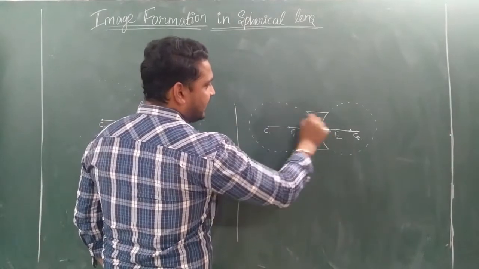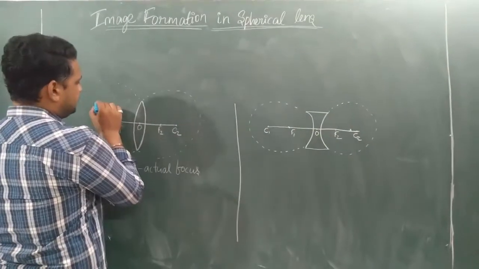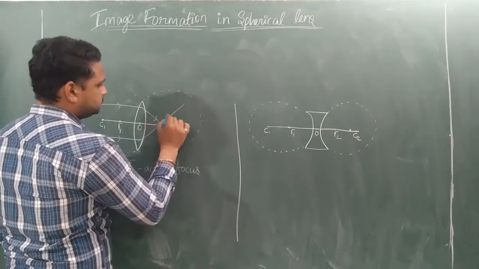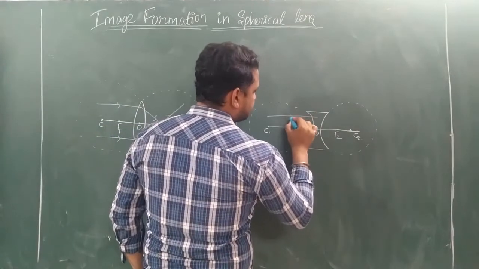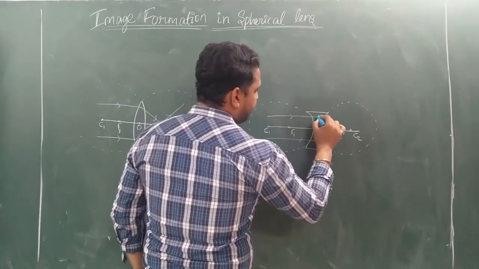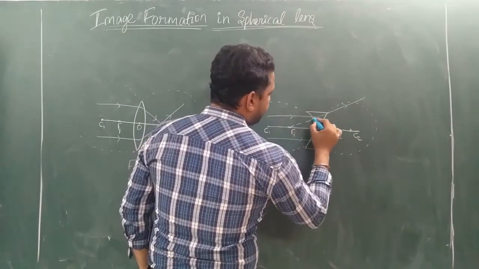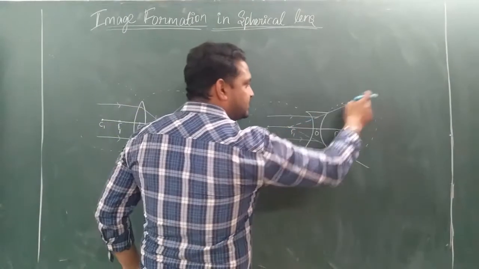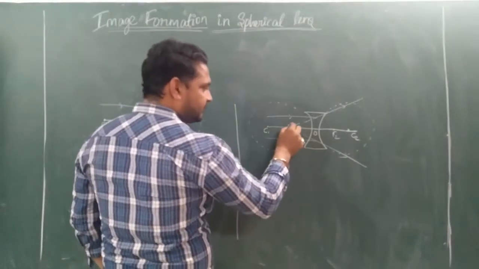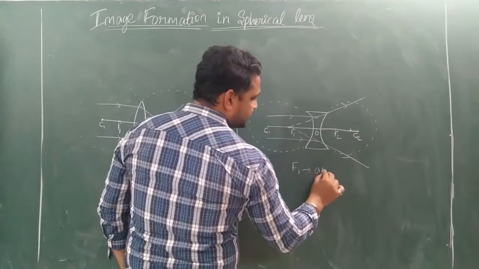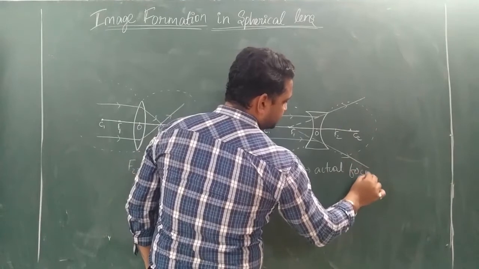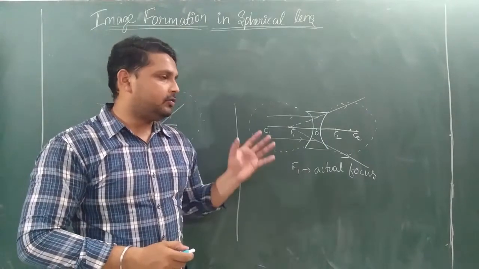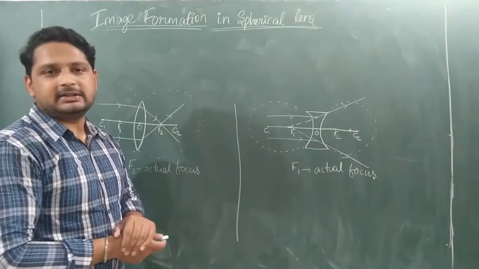In this case, they diverge. The light rays after refraction diverge, as if they are coming from this point. So in this case, F1 can be considered the actual focus. Understood? Good.